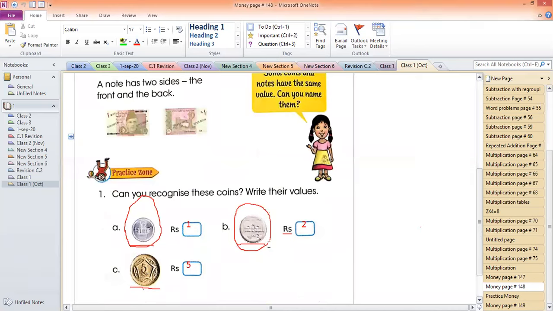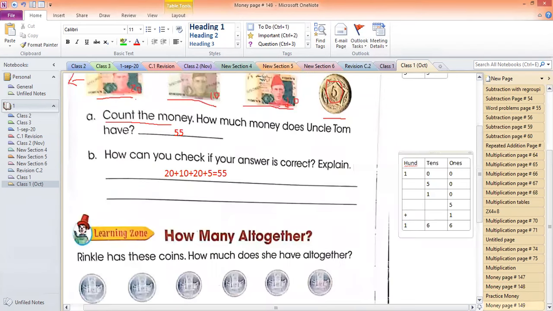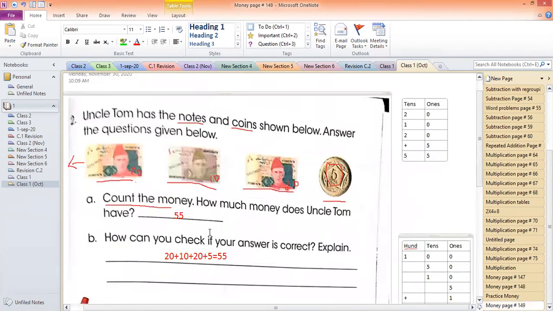What we are going to do today, guys, is complete page number 149 of the money unit, where Uncle Tom is having some currency notes and coins. Then I'll introduce you to some currency notes of Saudi Riyal, and then we will practice some of the currency notes, right? So let's start our practice work. Open your book, page number 149, please.